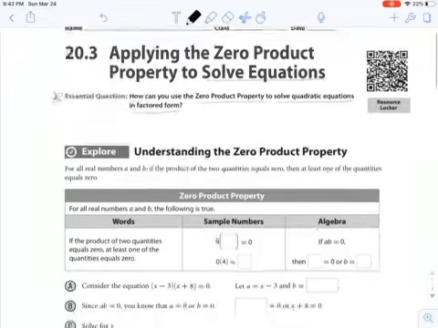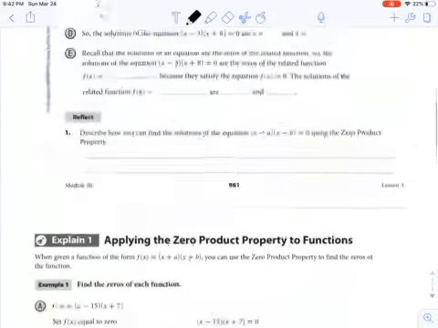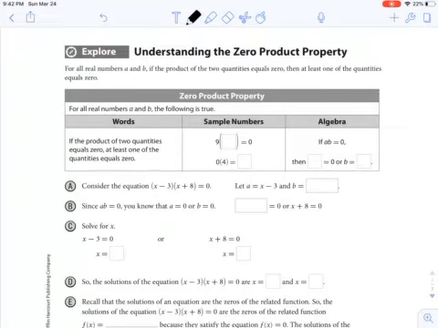So we're going to start off on page 961. We're going to finish with 961 for this video. And so we're looking at Explore, which is understanding the zero product property.